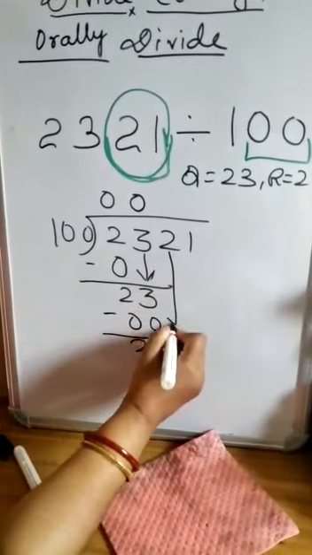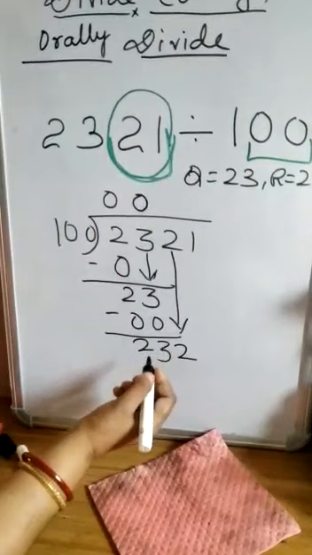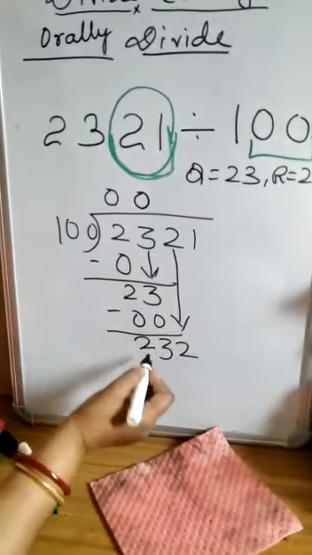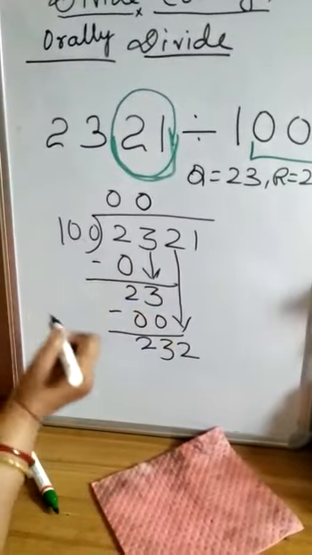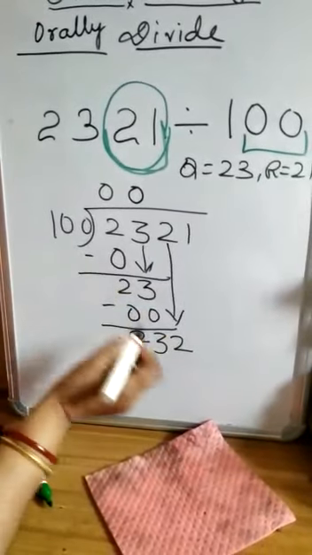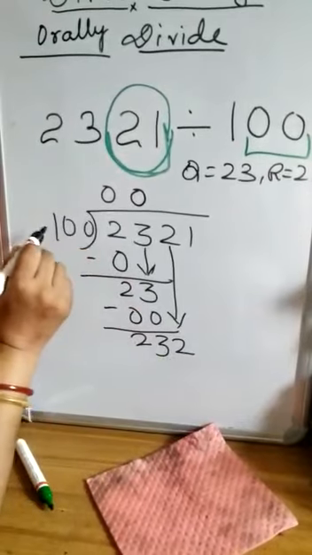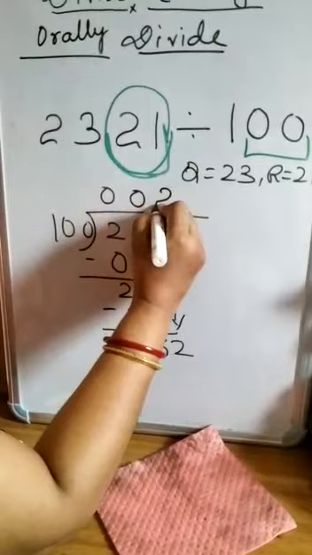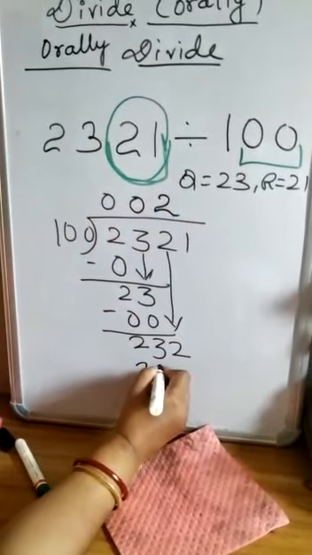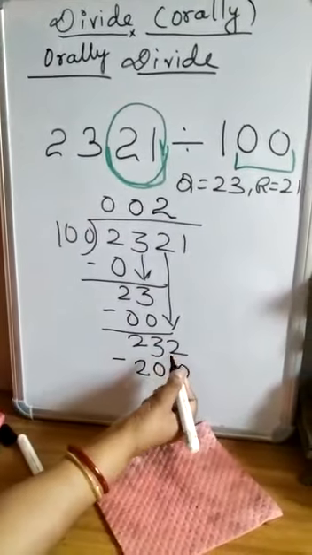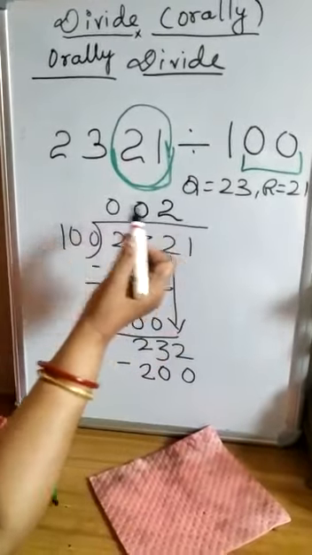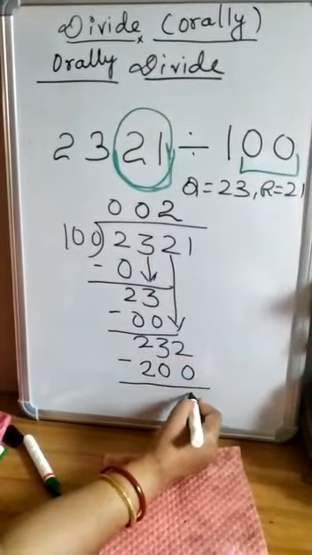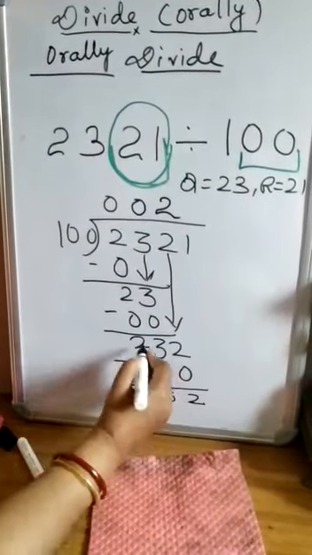Now I will put down the 2 tens along with 23. Now it becomes 232. 232 is more than 100. So let's start the multiplication table. 2 times 100 is 200, because 3 times 100 is 300, and 300 is more than 232. But 2 times 100 is 200, so we can subtract it. 2 minus 0 is 2, 3 minus 0 is 3, 2 minus 2 is 0.